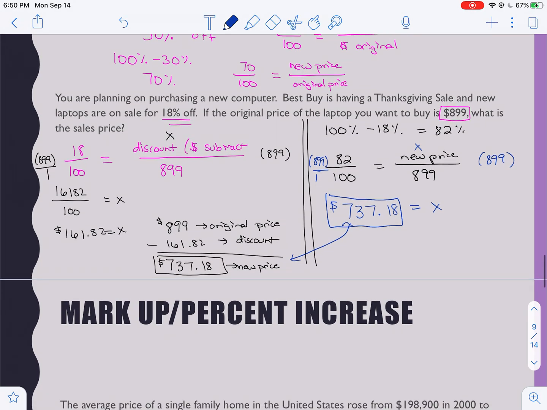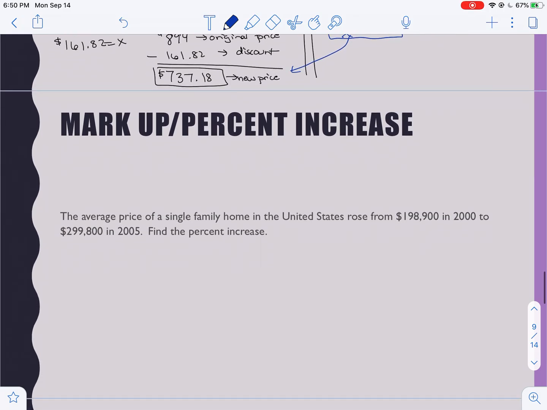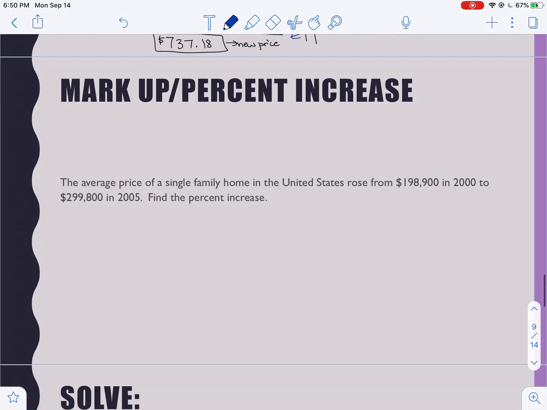So things also can increase in value over time. And so these would be markups or percent increase. This is if something's increasing in price, like if you had a stamp collection or you collect baseball cards, or the worth of your house, or sometimes cars gain money over time if they're vintage cars. So in this case, let's say it's going to be a 30% markup, meaning that they're going to charge you more for it.